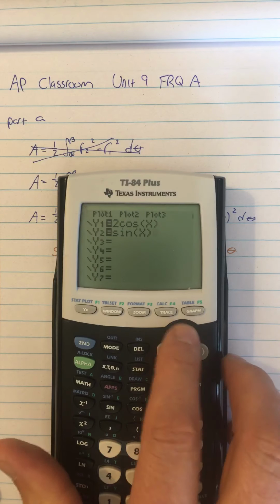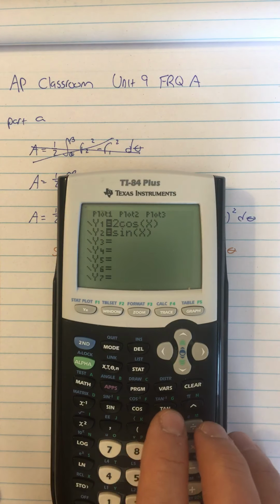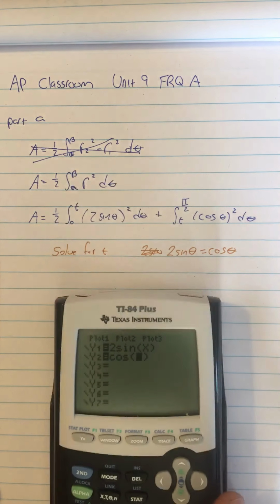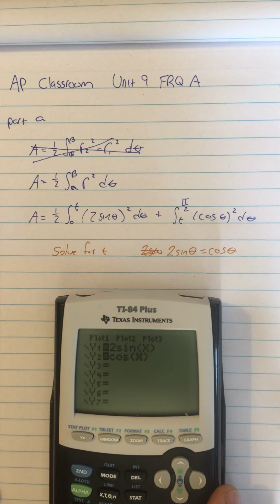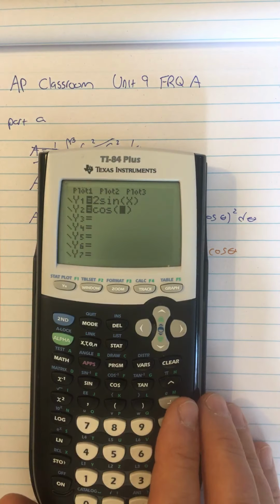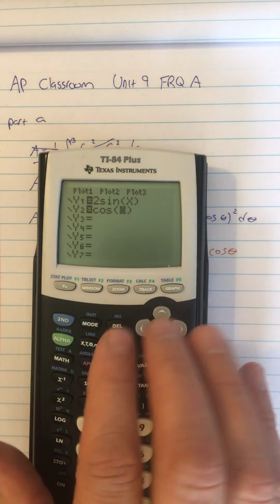See, this is just like being in my regular class. Let's see, we need to change this to sine. And we need to change this one to cosine. There we go. Now, does that match? Yes, it does. 2 sine theta is cosine theta. Okay. Now, we'll think about our window, too. We want to know when these two things are equal. We know it happens somewhere between 0 and 2 pi, just from the picture.